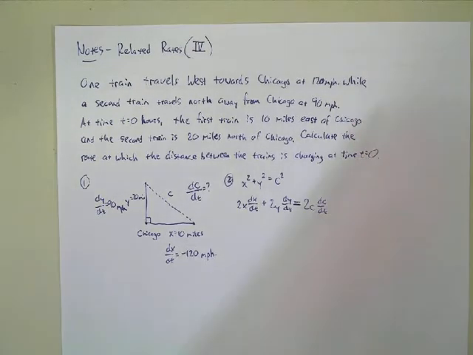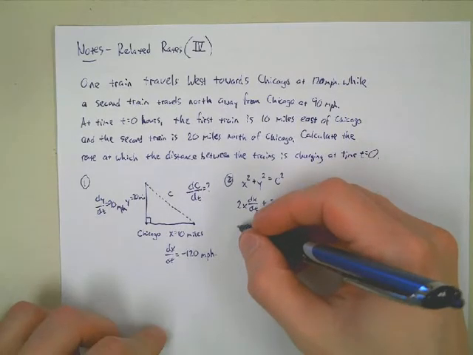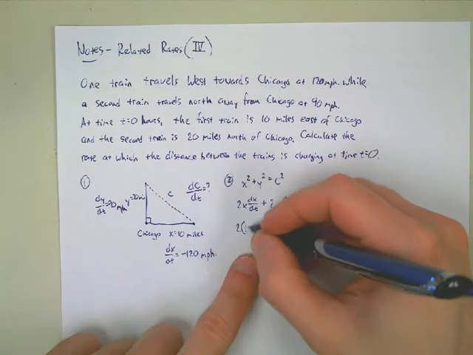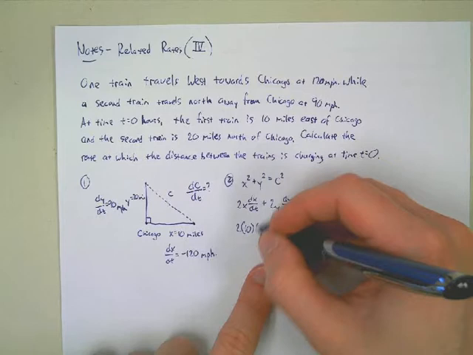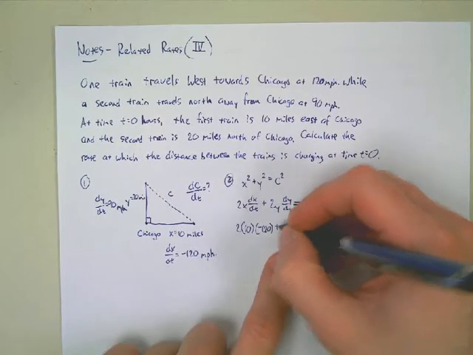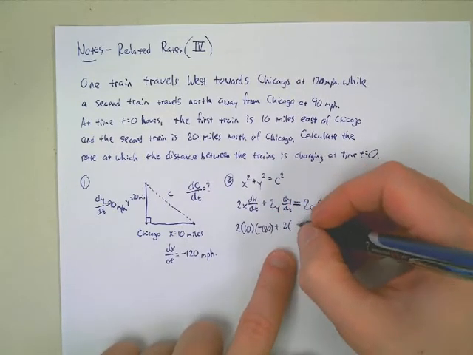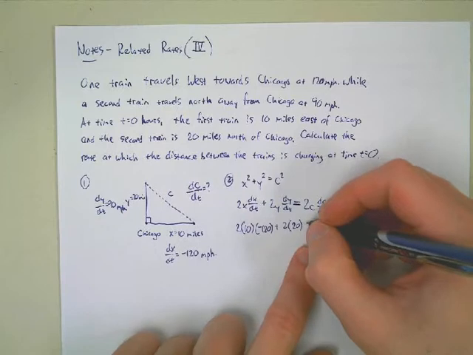Do we need to go back and alter c? So yeah, we'll get to that. Mm-hmm, exactly. All right, so let's start plugging in information now. So it's 2 times x, which is 10. dx/dt is that negative 120. Then y is 20, and dy/dt is 90.